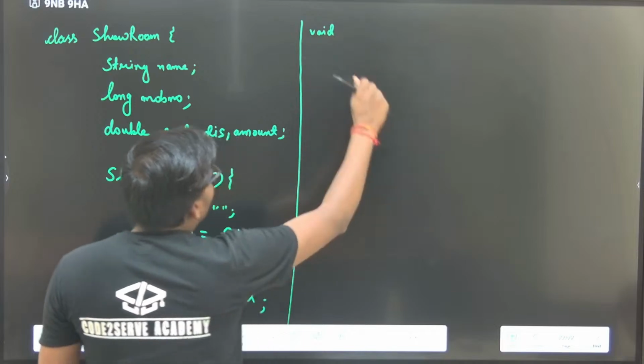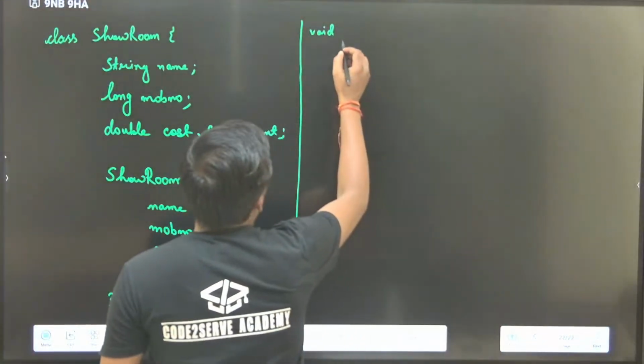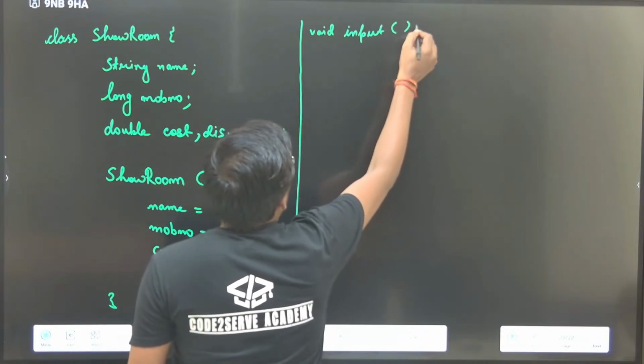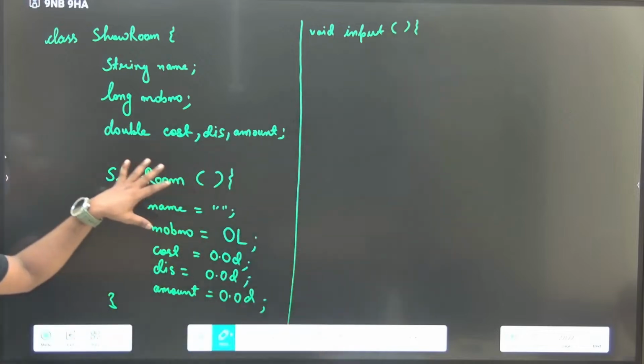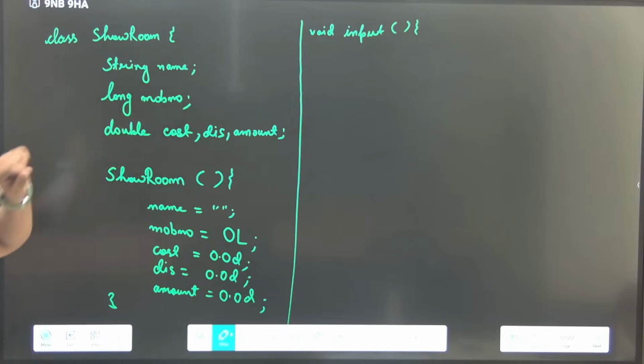Void input. Whatever has been asked in the question, do it that way. Void input was given, so I'll create void input.